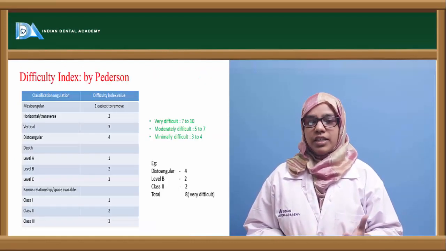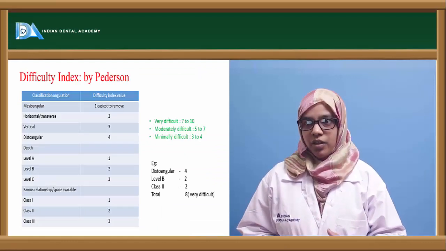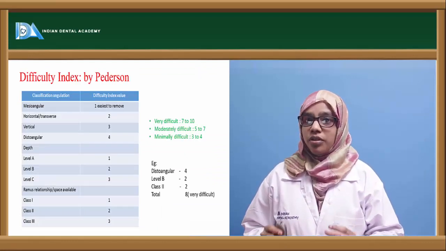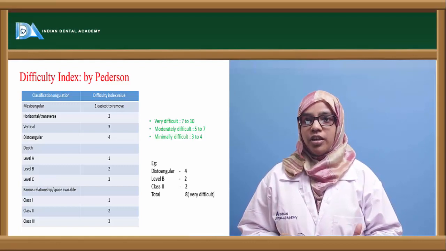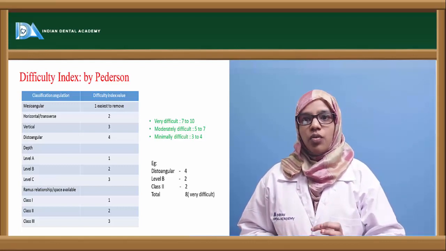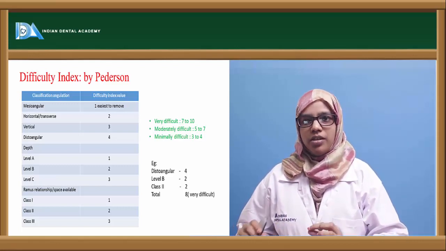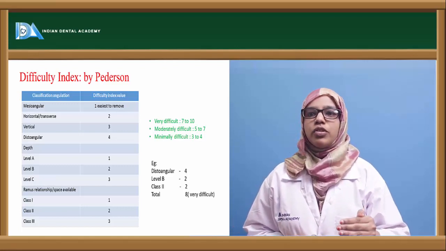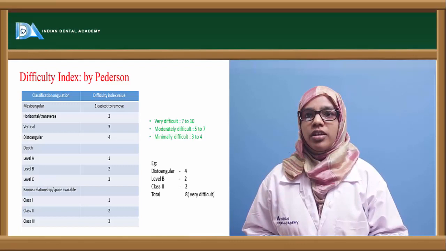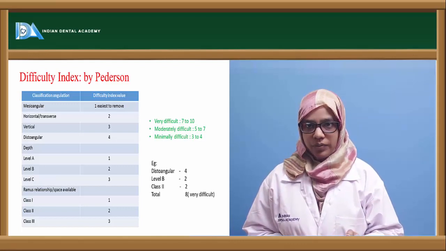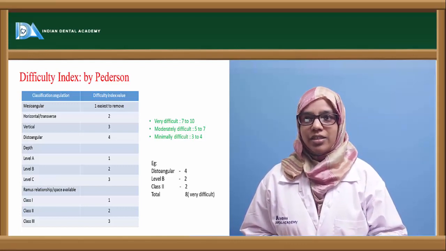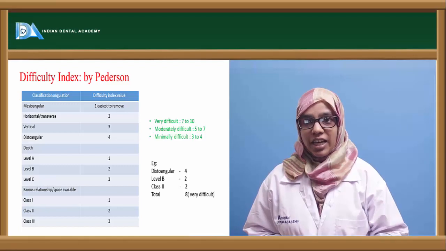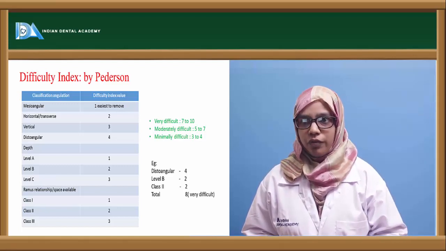Now, Peterson has given a difficulty index. What he has done is he has scored the different types of classification by numbers and given a score showing that this is difficult, this is easy. He has scored the types of angulation, wherein mesioangular is the easiest one, that is 1. Horizontal he has graded as 2, vertical as 3 and distoangular as the most difficult, 4.